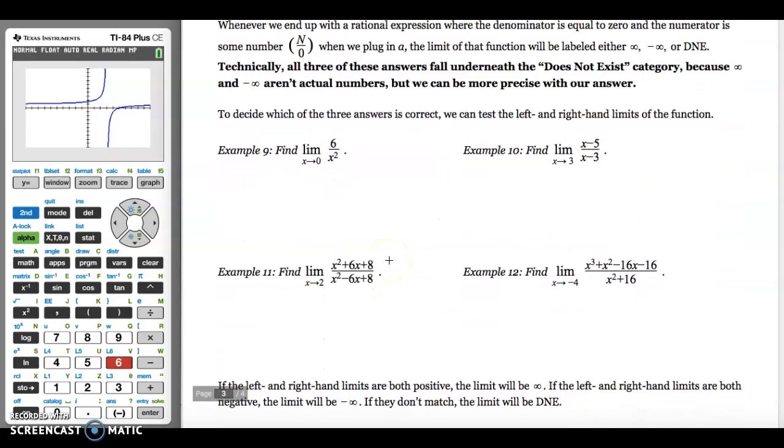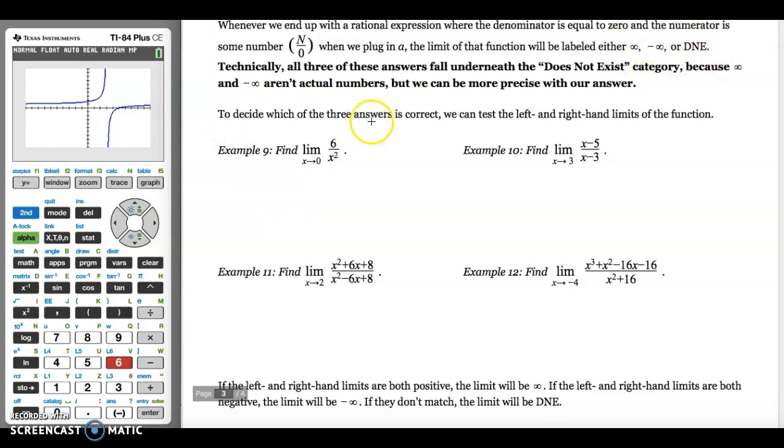When we try to plug in a, the limit of that function will either be labeled infinity, negative infinity, or DNE for does not exist. Very important point here. Technically, all three of these answers fall underneath the does not exist category because infinity and negative infinity aren't actual numbers, but we want to be as precise as possible. So even though these technically all do not exist because they're not actual numbers, we still should be able to say whether it's infinity, negative infinity, or if they don't match, okay?